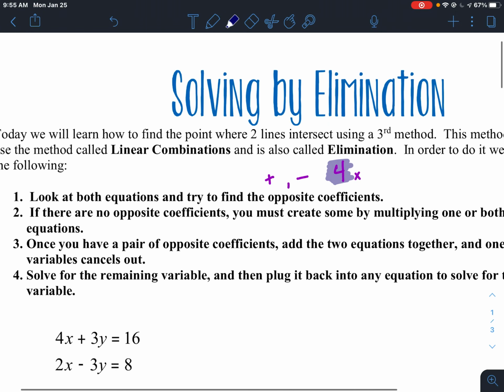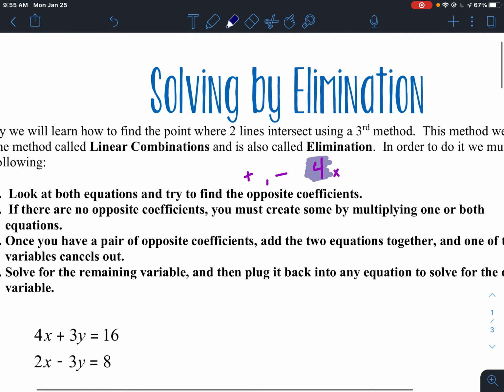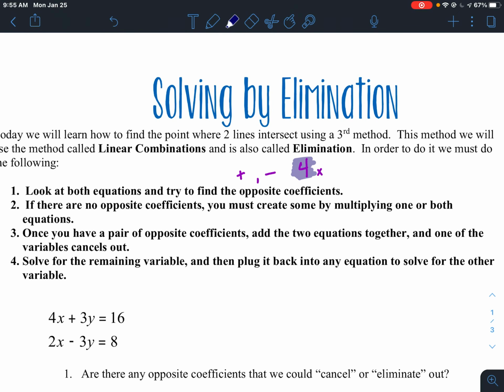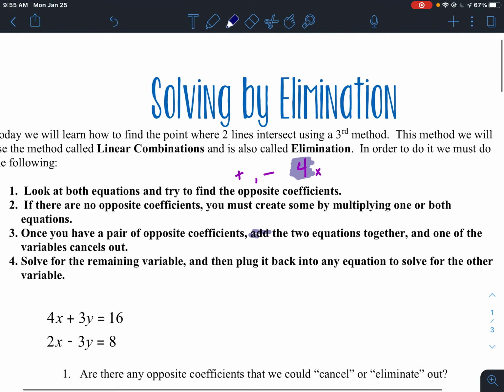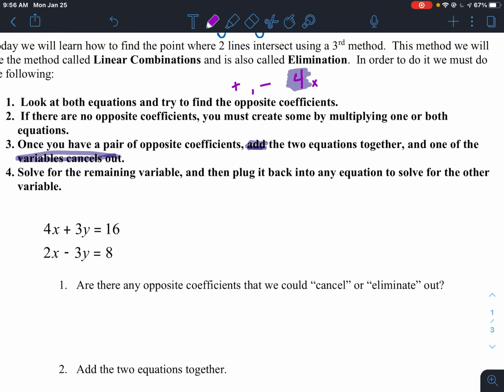So once we've done that, if there's no opposite coefficients, you must create some by multiplying one or both of the equations so that you get opposite coefficients and the same coefficient. Once you have a pair of opposite coefficients, you can add the two equations together, and one of the variables will cancel out. Solve for the remaining variable and then plug it back into either one of the equations to solve for the other variable. So for this first one, I have some steps all laid out for us. We'll be going through each of the steps one at a time.